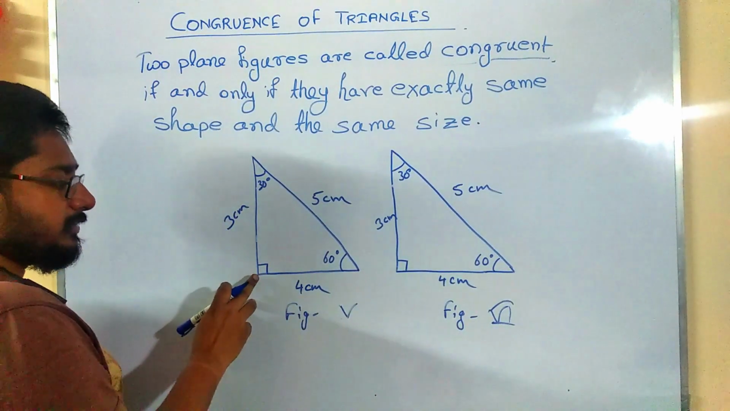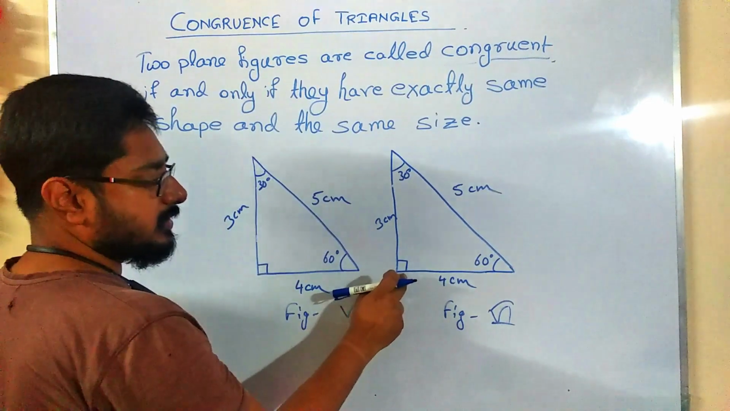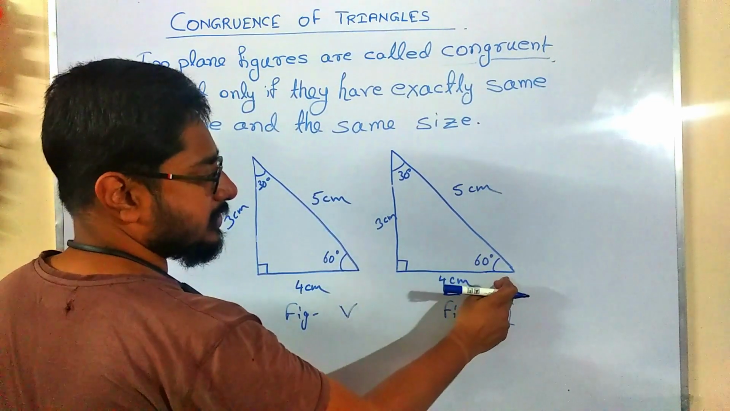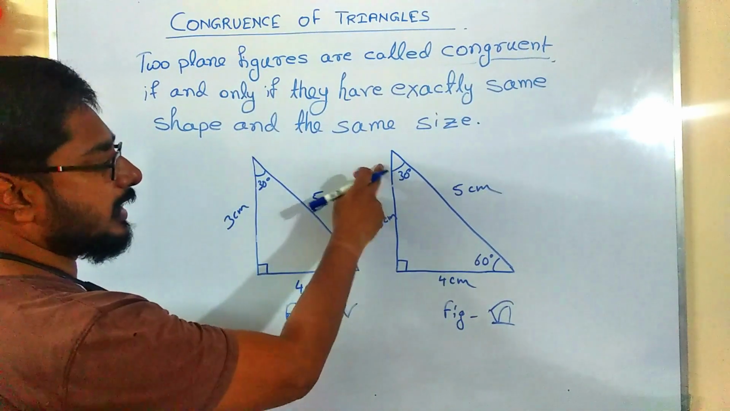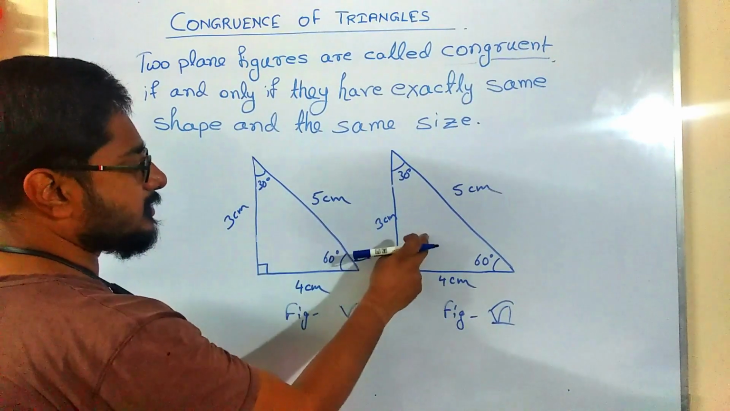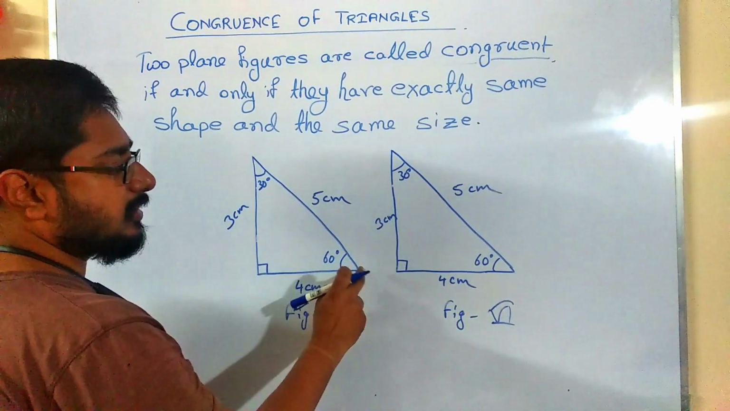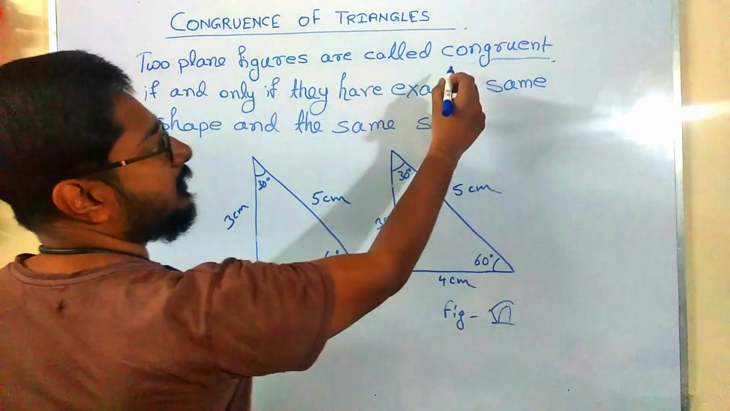And the angle, this angle is 90 degree. In this figure this angle is also 90 degree. This one is 60 degree. This one is also 60 degree. This one is 30 degree and that one is also 30 degree. That means in both the triangles, the sides as well as the angles are equal, so we can say these two triangles are congruent.